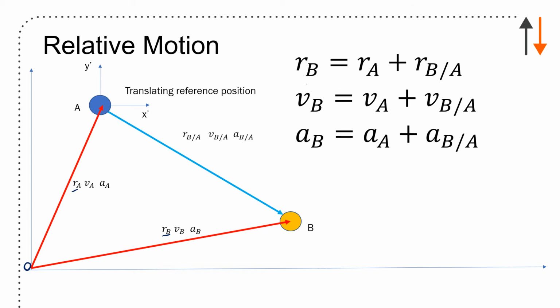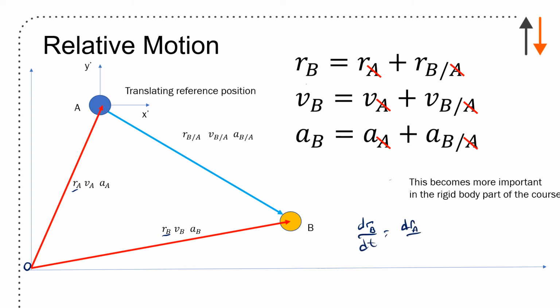So if I write that, I can say A is here, B is where I want to go, and now I have a triangle that describes all the motion, or all the positions. I can take the derivative of all of those terms, and if I do that, I can say drB dt equals dra dt plus drb with respect to a dt, and that becomes the second equation right here. If I take its derivative, I get the third equation.